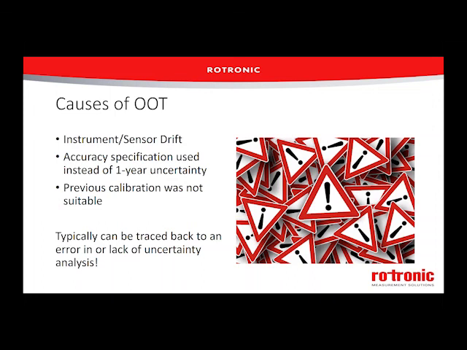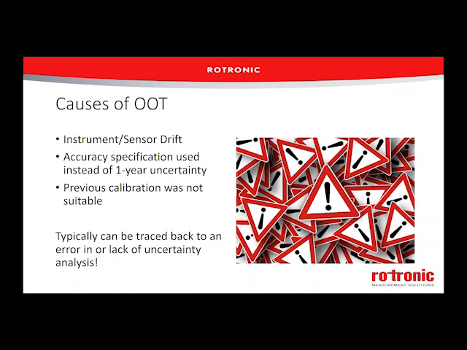Another cause of an out of tolerance could be potentially using an incorrect acceptance criteria, or maybe too tight of an acceptance criteria. If you're just using the accuracy specification, which doesn't take into account, for example, the calibration uncertainty of the reference instrument, you're potentially applying too strict of a standard onto your measurement instrument, and that can create out of tolerances when there isn't necessarily one.